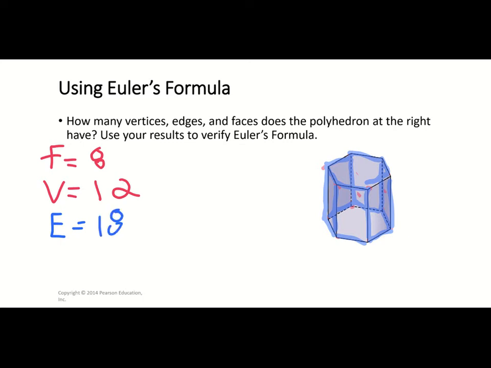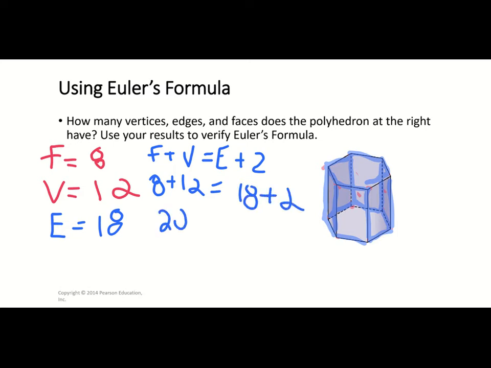If we look at Euler's formula, remember it was faces plus vertices is equal to edges plus 2. So if I do 8 plus 12, it's going to be equal to 18 plus 2. And that does work out, because 8 plus 12 is 20, and 18 plus 2 is 20.